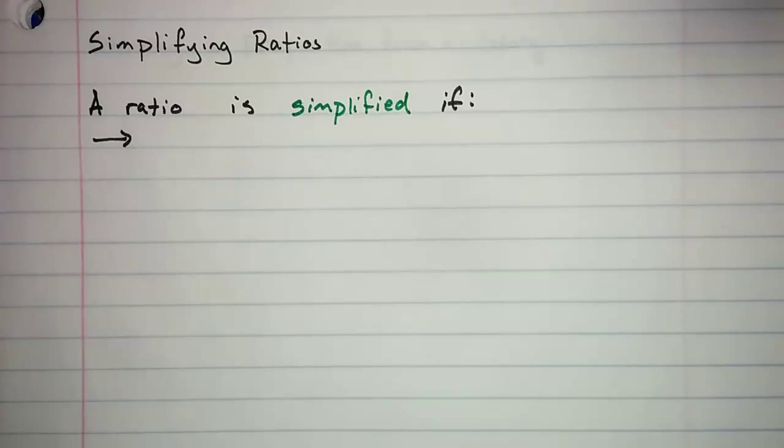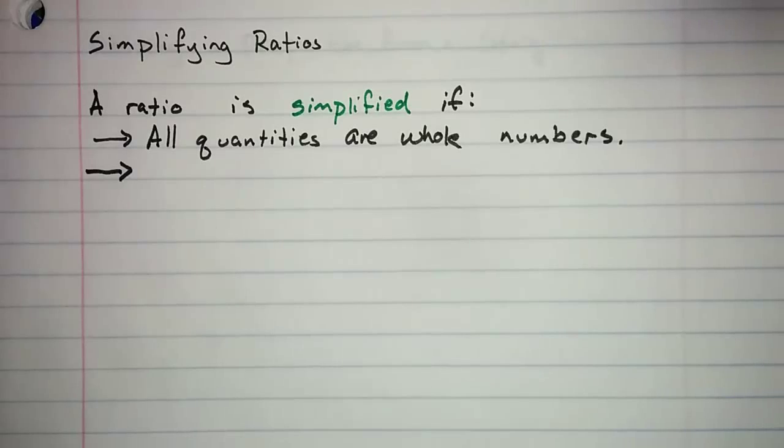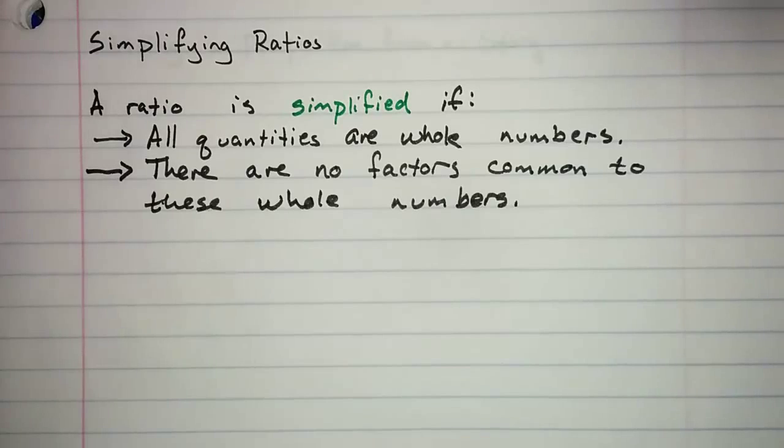So in a simplified ratio, we would like all quantities to be whole numbers. And we would like the smallest whole numbers we can possibly have, right? So we don't want to have factors in common. So in fraction notation, a simplified ratio looks like an ordinary fraction in lowest terms.